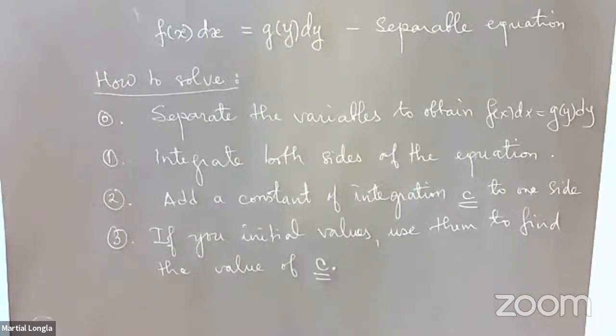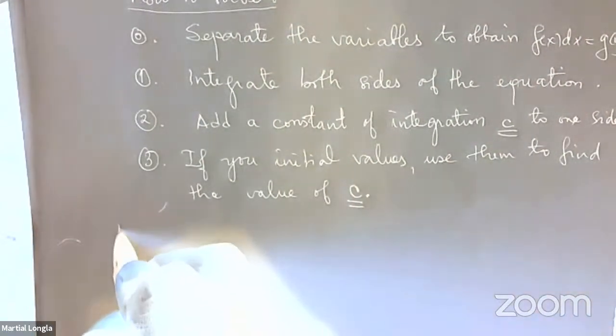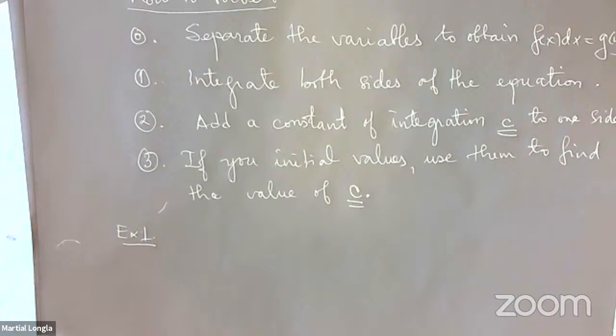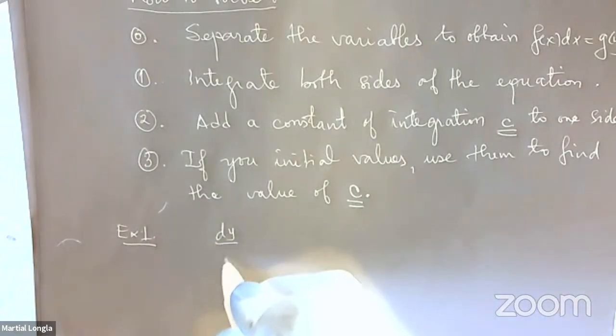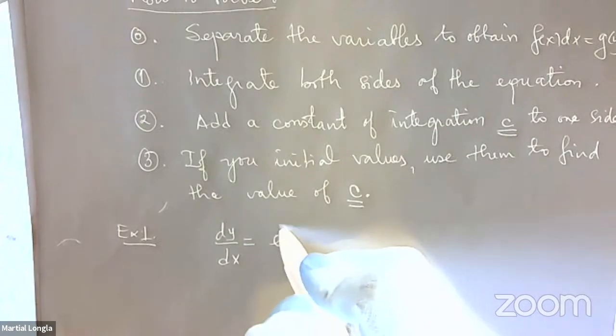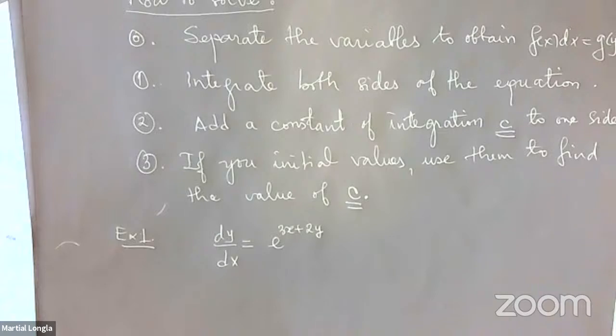Now, one quick example to apply. Example 1. In this example, let's say we have dy over dx equals e to the 3x plus 2y. So you have a problem like this. Technically you can see that this problem is not written in the form f of x dx equals g of y dy. So you need to bring it to that form if this problem is separable.